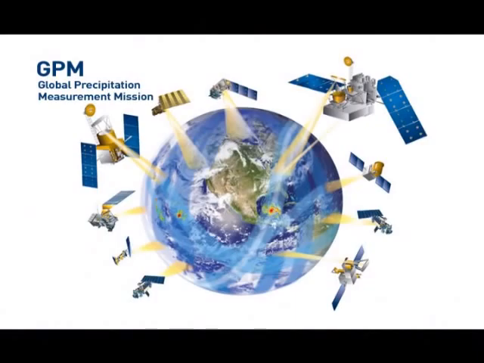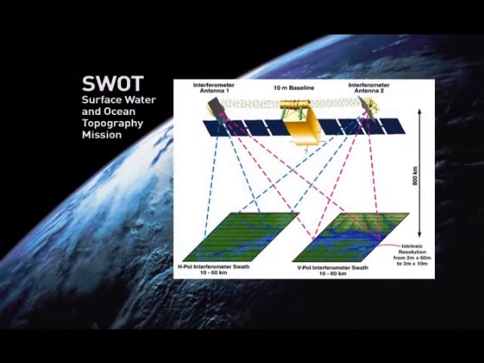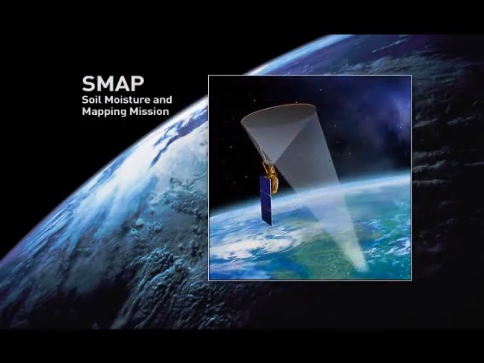The Global Precipitation Measurement Mission, or GPM, will measure rainfall information every 3 hours anywhere on the planet. The Surface Water and Ocean Topography Mission, or SWOT, will measure discharge estimates for major rivers at least once a week. The Soil Moisture Active Passive Mission, or SMAP, will measure soil moisture around the globe.